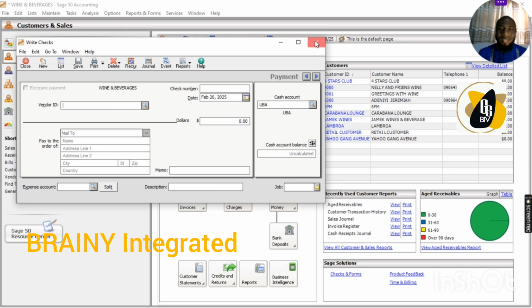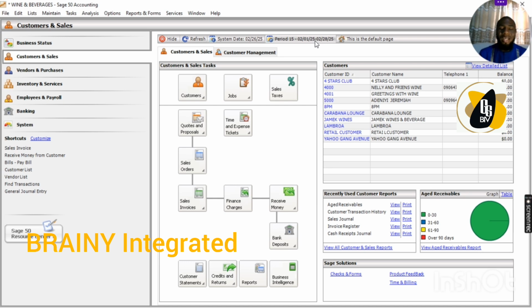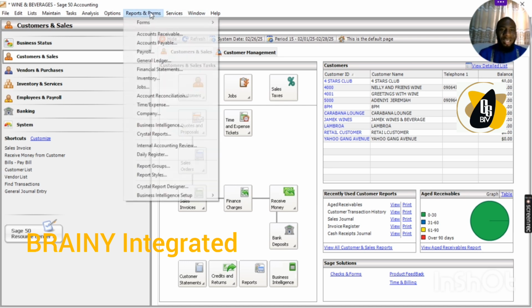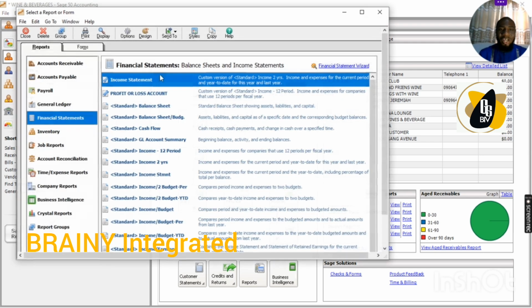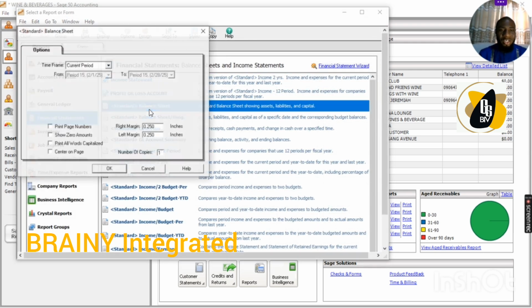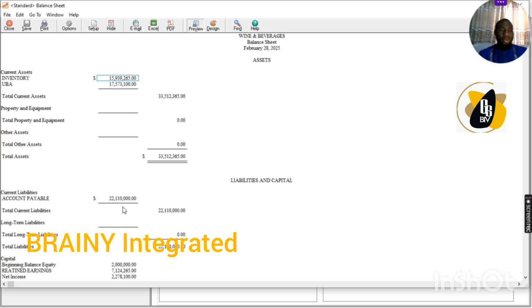Once I click on save, you will see the effect now in the statement of financial position. So we'll go back to the statement of financial position. We would see that accrued expense is no longer showing there because we have already offset all the accrued expenses. We have eventually paid for them in the month of February.